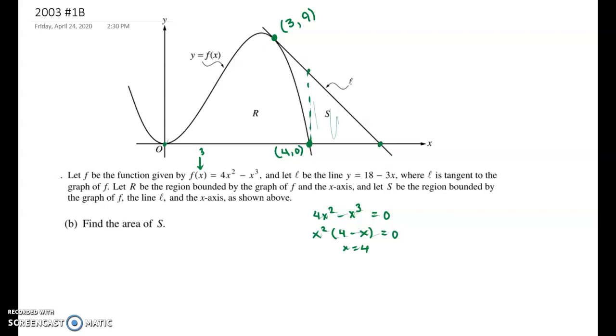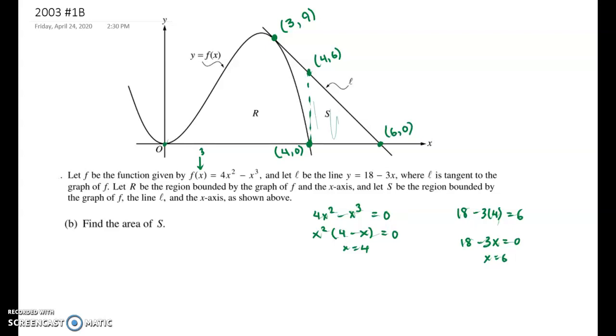The other point I'm interested in, well, I need to know where we are on the line when we're at x equals 4. So if I plug 4 into my line, I get 18 minus 3 times 4, or 18 minus 12, which is 6. So this point here is (4, 6), which also makes sense because our slope is negative 3. And then this point here where our line is equal to 0, if I do 18 minus 3x equals 0, I get that x is equal to 6. So this point is at (6, 0).